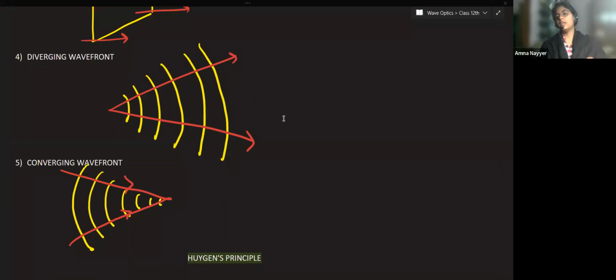See, now coming to Huygens principle. So this was wavefront. Now, how a wavefront propagates or how a wavefront travels, that is given by Huygens principle. Motion of a wavefront, forward propulsion of wavefront. So see how that occurs.